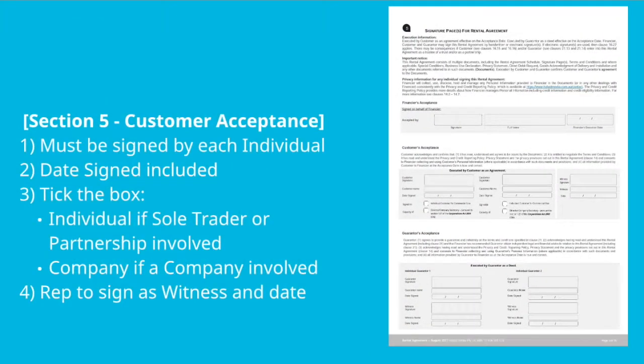Part 2 is the customer acceptance. This must be signed by each individual with their full name written in and then write in the date signed. Then you'll need to indicate in what capacity the customer is signing. The simple rule here is this: if there is a company involved, you will tick the second box noting director. In every other circumstance where there is no company, always tick individual.